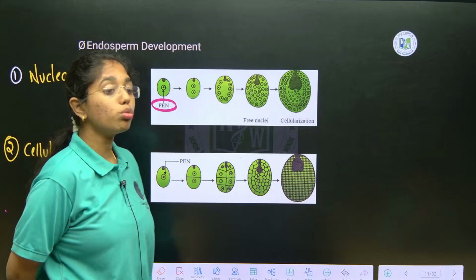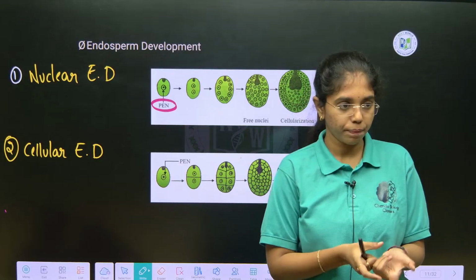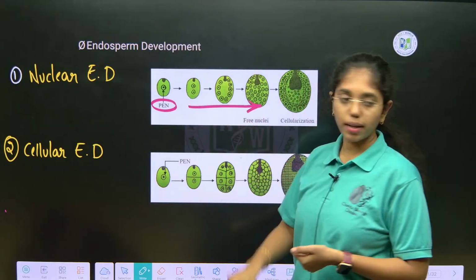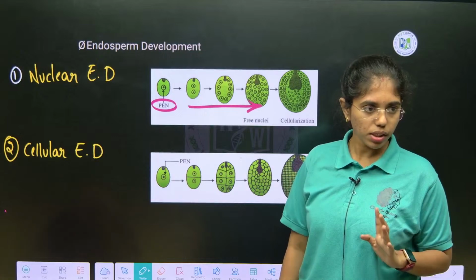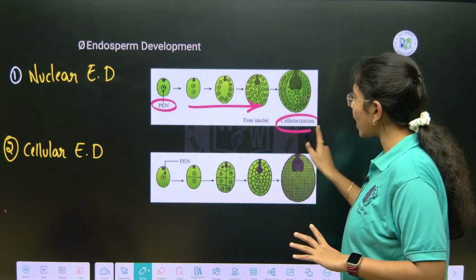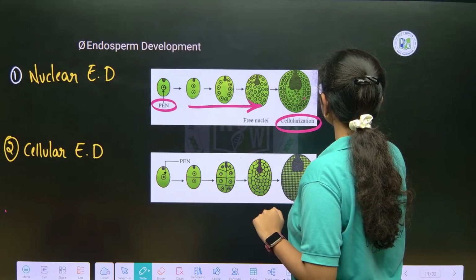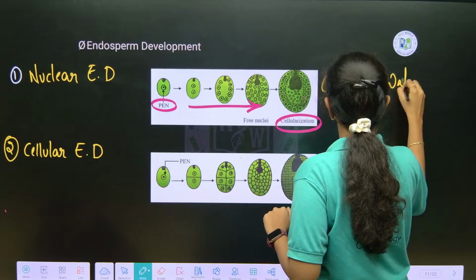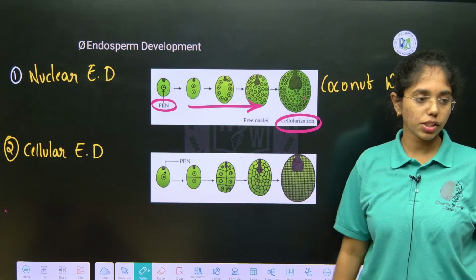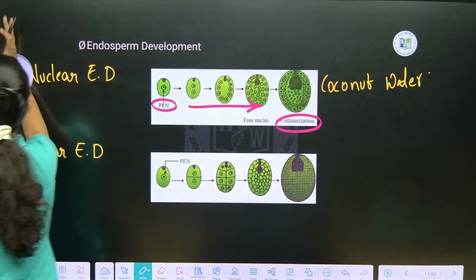Whenever I use the term mitotic division, you have to be clear that karyokinesis and cytokinesis will happen. But in this pattern of development, continuous karyokinesis will take place. Continuous nuclear division will be taking place. Nuclear division will happen, but cell wall formation or cellularization will take place later. Best example for this is coconut water. First complete karyokinesis will take place, later at the end cellularization will happen. That is free nuclear endospermic development.